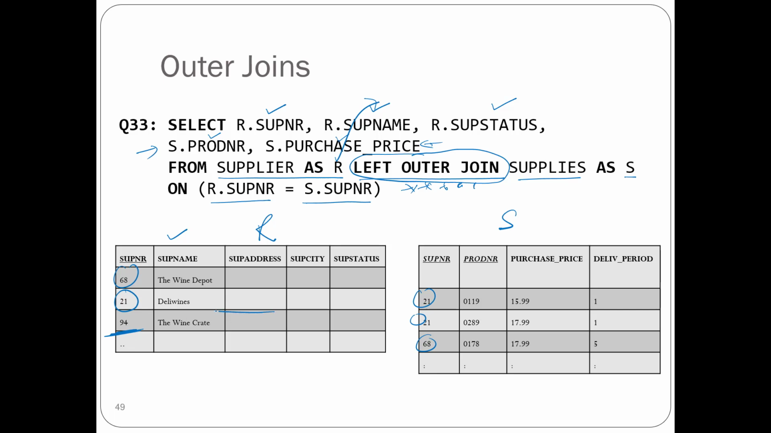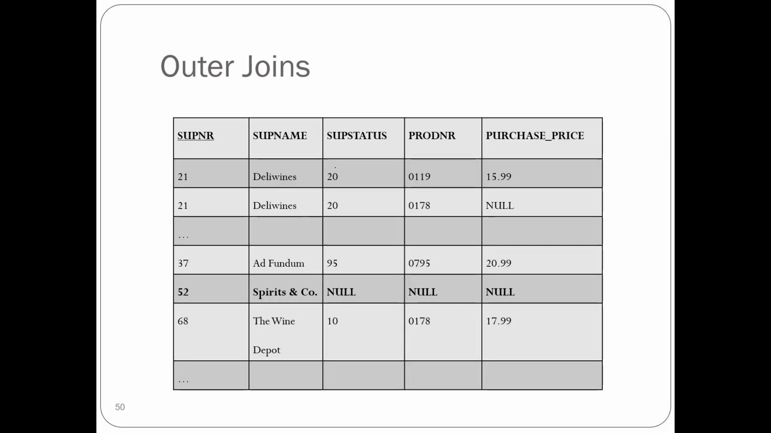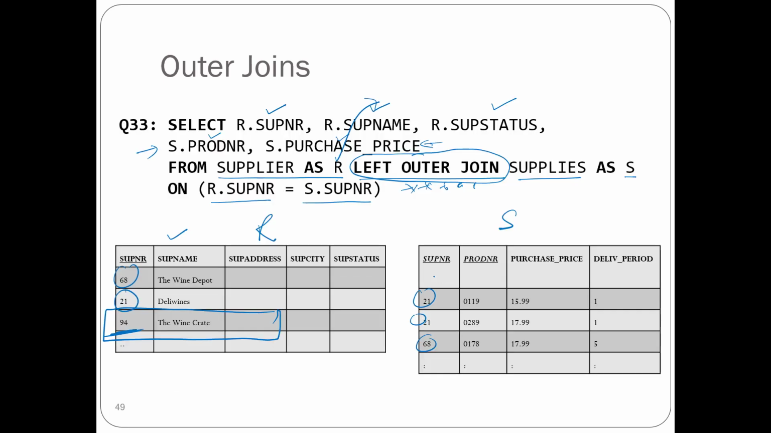So the case of the wine crate is going to be interesting. Why? Because in this picture, I don't have a corresponding matching row in the S table. Let's see what will happen here. For daily wines, we don't have a problem, there are matchings available. But let's think about supplier number 52. For supplier number 52, we don't have the information on the supplies table.